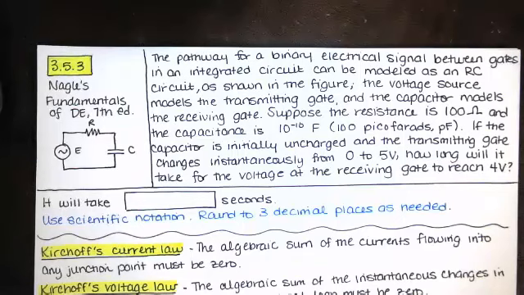Suppose the resistance is 100 ohms, and the capacitance is 10 to the negative 10 farads, or 100 picofarads, which can be abbreviated PF. If the capacitor is initially uncharged and the transmitting gate changes instantaneously from 0 to 5 volts, how long will it take for the voltage at the receiving gate to reach 4 volts? Okay, so they're saying that this pathway for a binary electrical signal is modeled by an RC circuit.